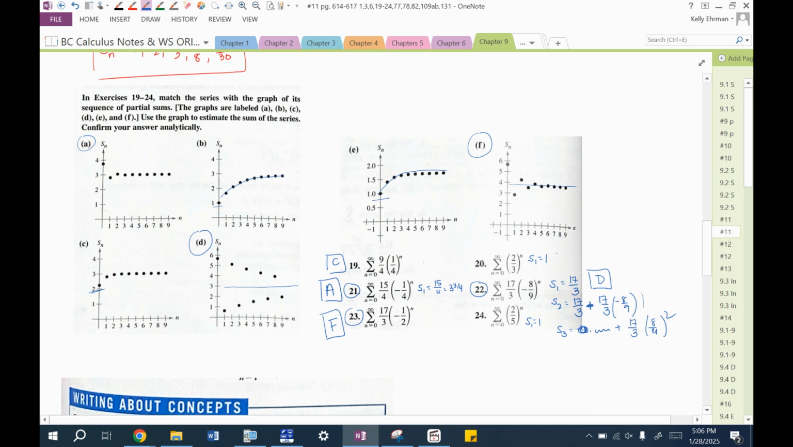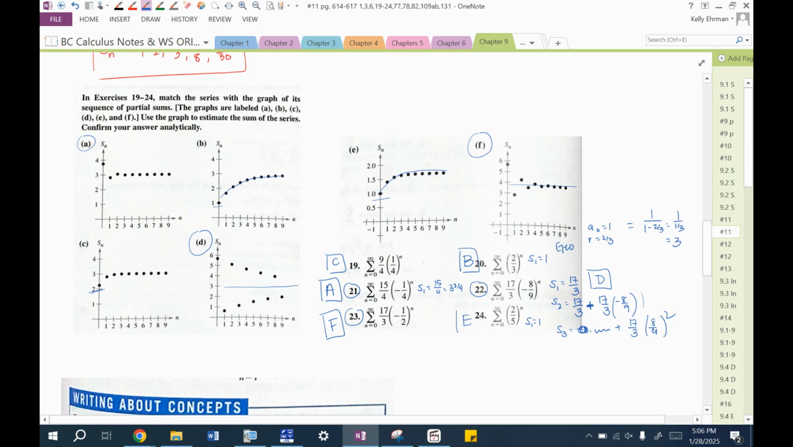You could find the sums for these. 20 is geometric. A sub 0 is 1. R is 2/3. So the sum is going to be 1 over 1 minus 2/3, which is 1 over 1/3, which is 3. So yeah, this one has to be approaching 3 for the sum. So B is 20, and that means 24 is E.